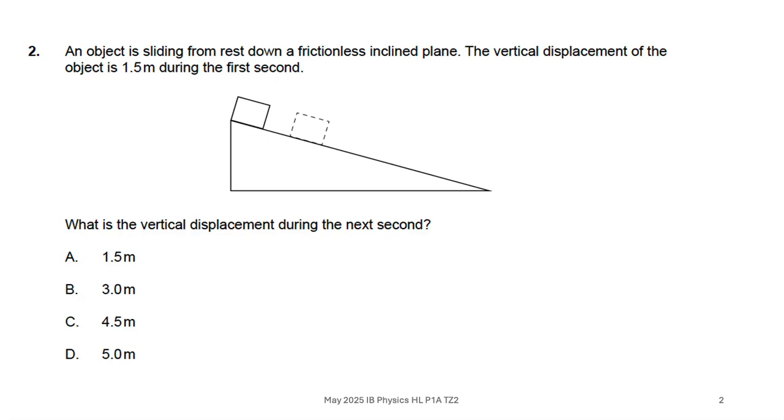Okay, here we are with an object sliding from rest on a frictionless inclined plane. We're told the vertical displacement and we're looking for the displacement during the next second. Hit pause, try the question, and then press play.